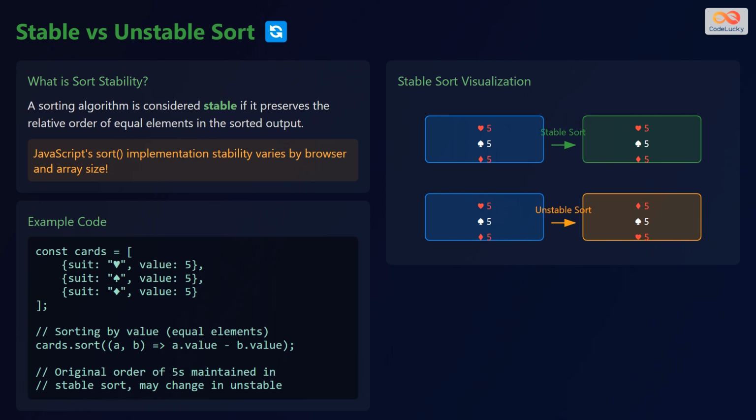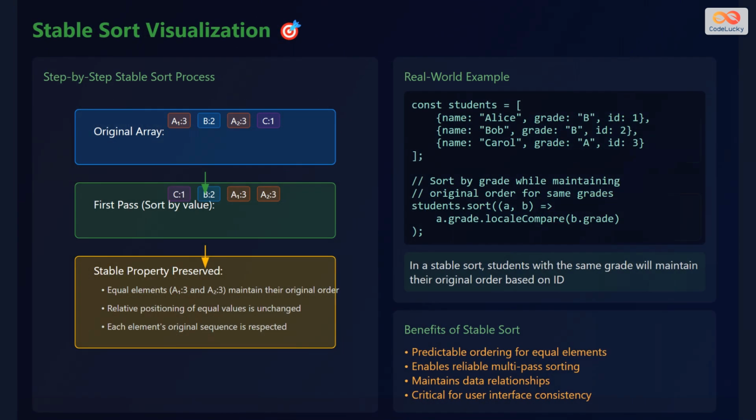unstable sort. The visualization here shows an original array of 3 cards, all with the value 5. In a stable sort, the order of the elements is maintained after sorting. However, in an unstable sort, the order may be changed. Here is a step-by-step stable sort process.